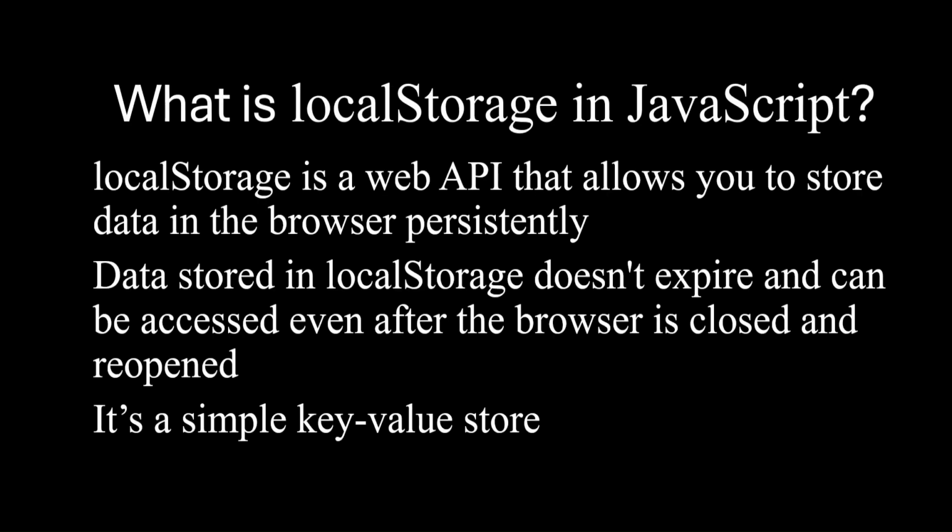We'll use local storage in our application. What is local storage in JavaScript? Local storage is a web API that allows you to store data in the browser persistently. Data stored in local storage doesn't expire and can be accessed even after the browser is closed and reopened. It's a simple key value store.